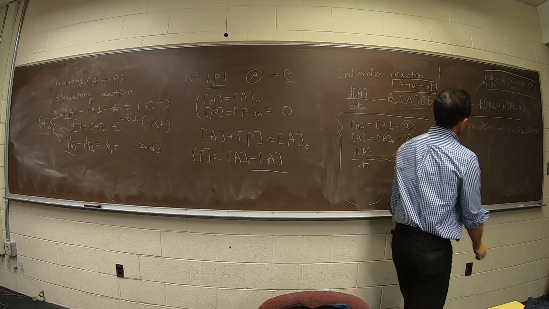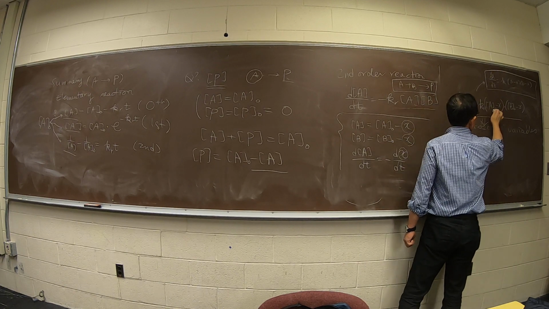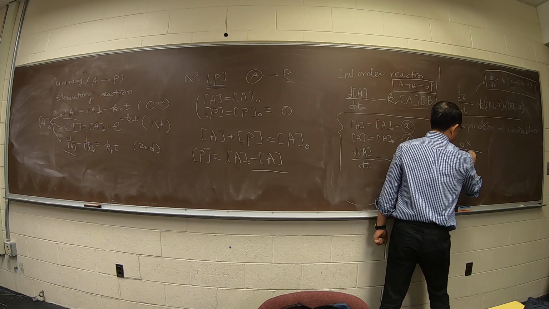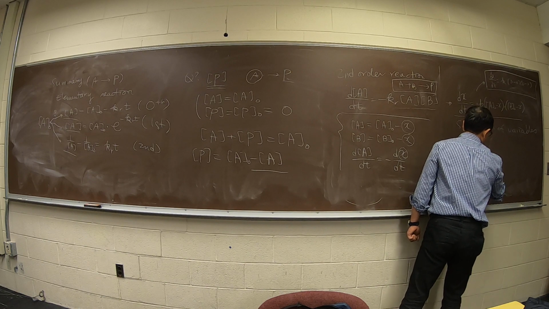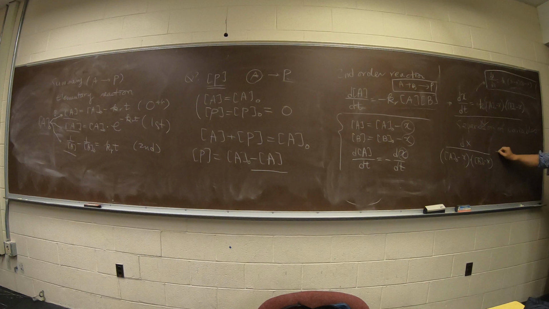Okay, so separation of variables means what changes in x. So these two: a naught minus x multiplied by b naught minus x. So that's your left-hand side. And your right-hand side is, once again, the simple form, kR dt.